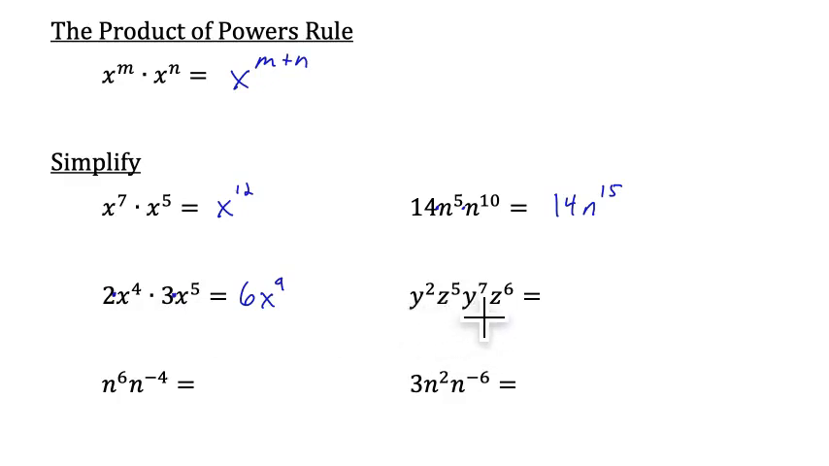So here we have different base letters. We have y's and z's. So we could rewrite this with the y's together and the z's together. Normally you would skip this step, but just to make it clear what's going on here. And now we see that we can add the exponents with the y's and add the exponents with the z's. So we get y to the ninth power times z to the 11th power.